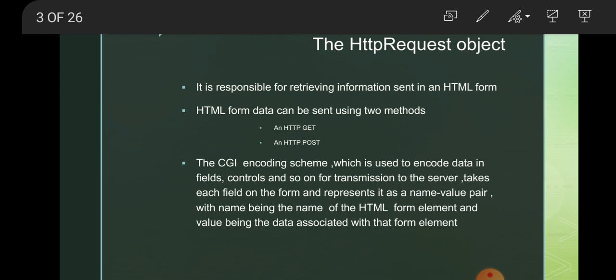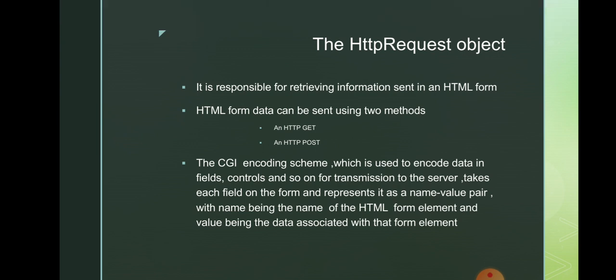The ID property of the text box we give it is text box 1. What is the value inside the text box? That is the user's age. That means name value pair. That is, the name is the name of the HTML form element. Here, what is the HTML form element? The text box is the HTML form element, and the value being the data associated with that form element. Value, what is the value? The age of the user is the value. Got it, students?